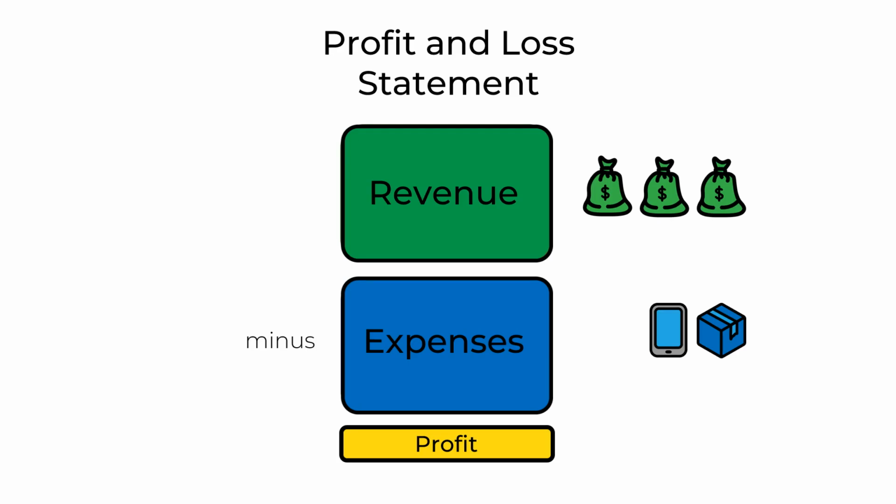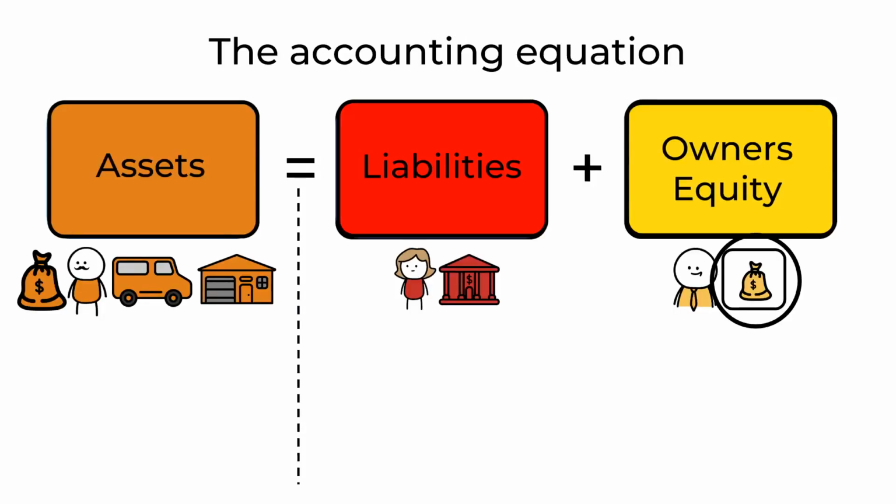So if we have revenue minus expenses, we get profit. So 3 bags of money that we've received for our sales minus our 2 lots of expenses, we're left with 1 bag of money for our profit. The profit is yellow. If you take the colour green minus the colour blue, you get yellow. Revenue minus expenses is profit. Now because the profit's yellow, it belongs to the owner. And here it is over here in our accounting equation, reflected the 1 bag of money.